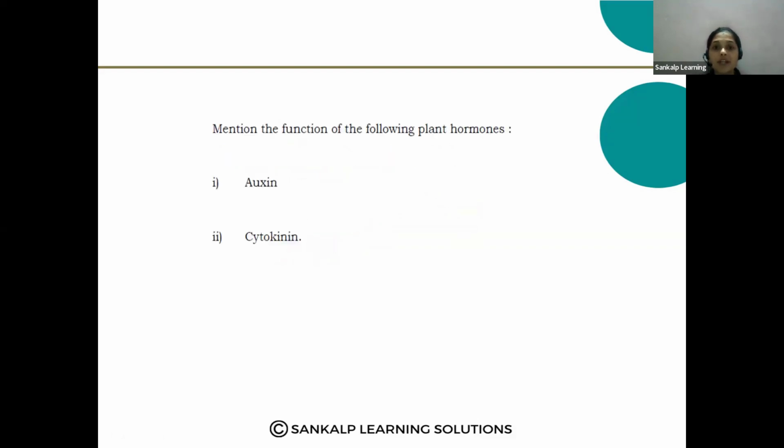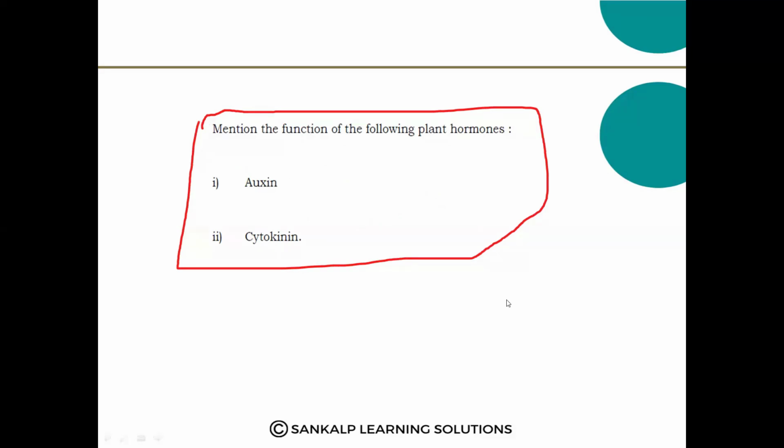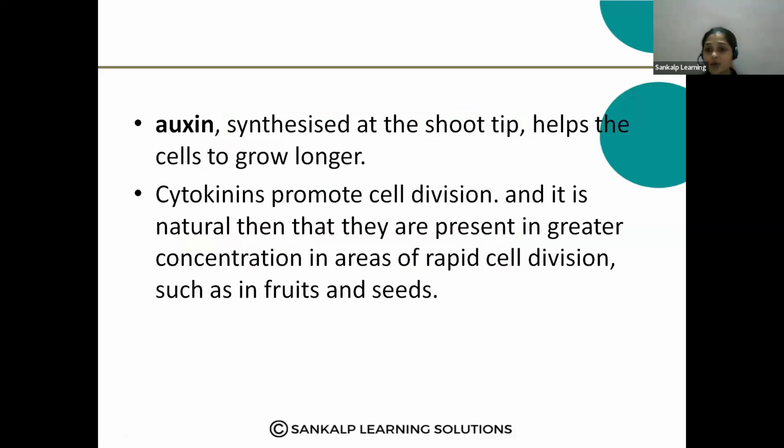See the next question. Mention the function of the plant hormones. This is also very, very important about the plant hormones. They may ask a 1 mark question or a 2 marks question on these plant hormones. Okay. Auxins and cytokinins. So here, note down the answer. Auxin is synthesized at the shoot tip and helps the cells grow longer. And cytokinins promote cell division. They increase cell division and are present in the fruits and seeds of the plants. So that is the answer. Note down the answer. Very important question.